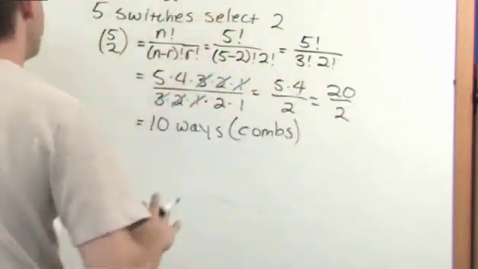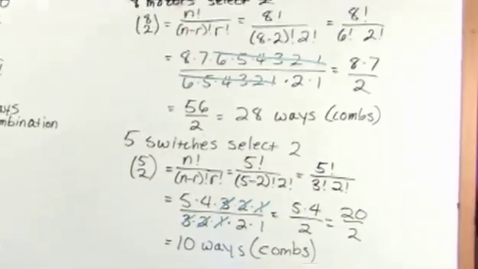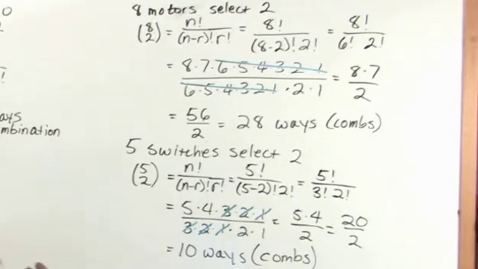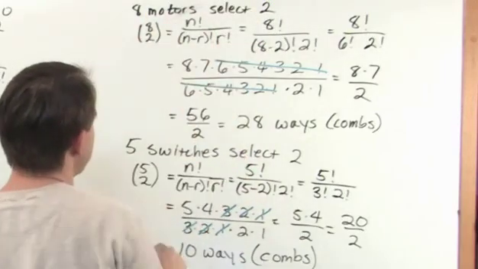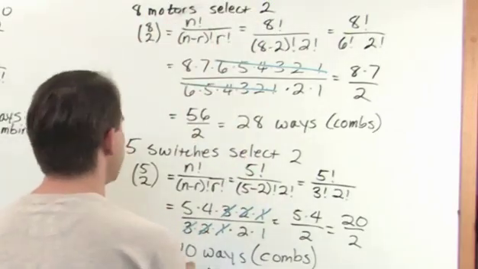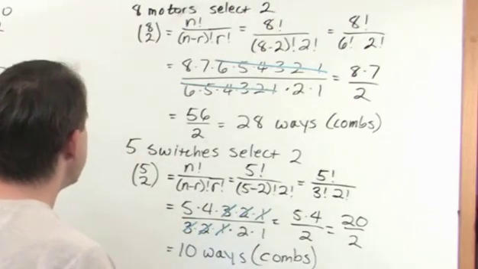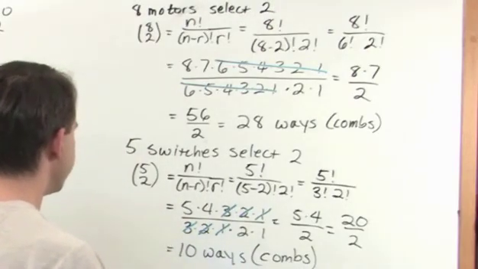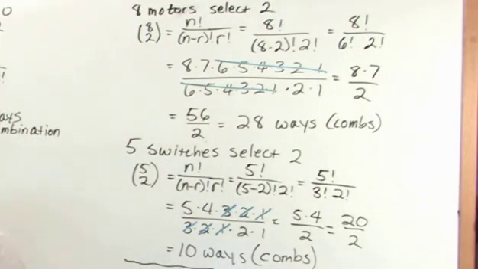Okay, so let's review what we've done. The problem says we have to pick 2 motors and 2 switches out of a pool of 8 motors and 5 switches. Okay, so we found out that there's 28 ways to actually pick the motors to get 2 of them, and there's actually 10 ways to get 2 switches. There's 10 different ways to do that. Okay, so here's where the fundamental thing comes into place. What do you do with these numbers? Okay, I mean the answer is how many ways can you do all this stuff together?